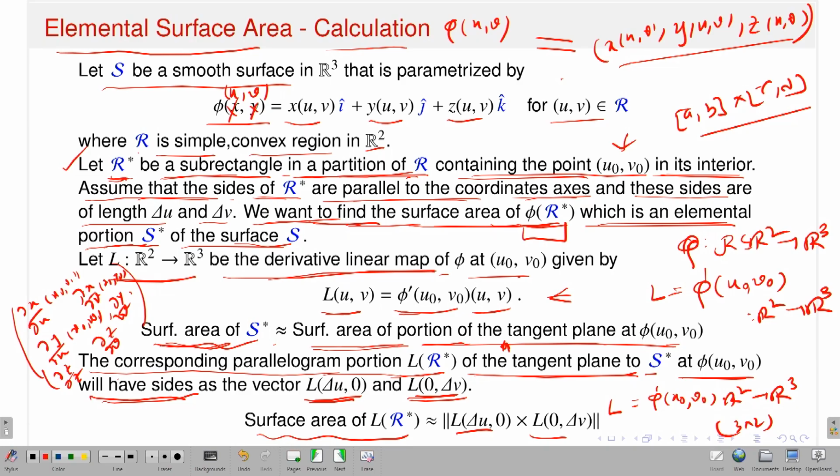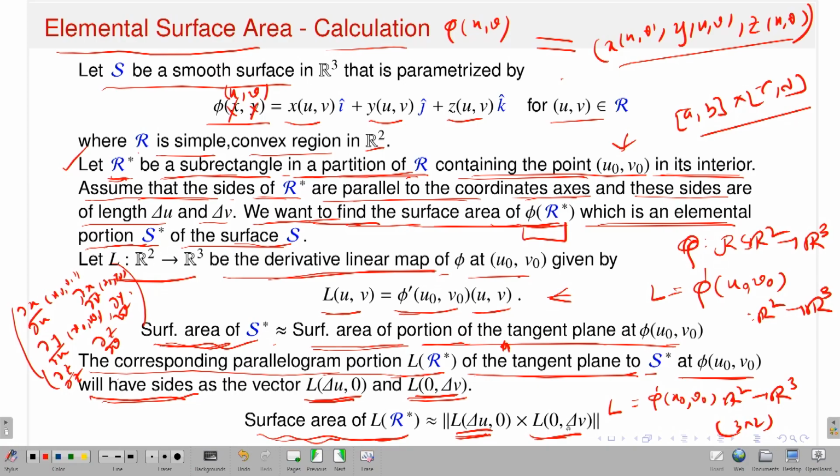That's it. So the small portion of surface area of the tangent plane, which I denote as L of r star, is almost equivalent to this: this is one side, this is another side, you take the cross product and then the norm. That is the corresponding surface area of the elemental portion of your tangent plane, which is the same as the surface area of the elemental surface A star of my given surface S.